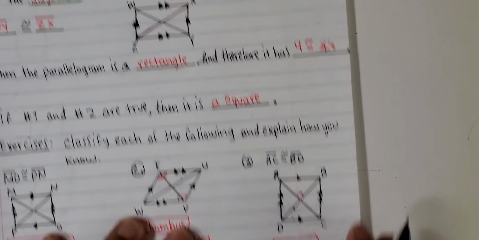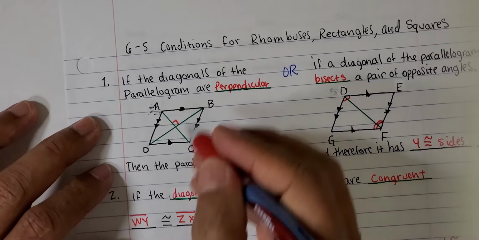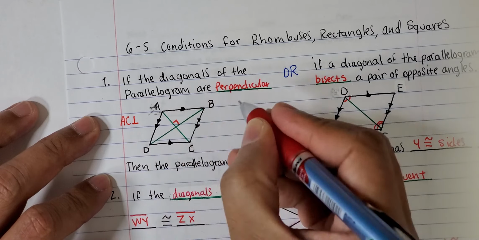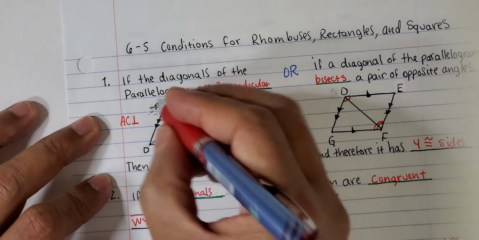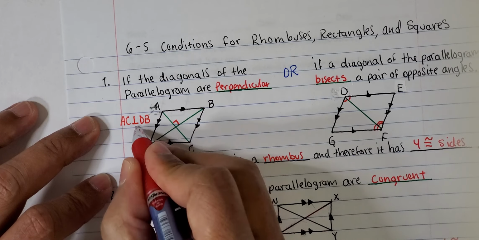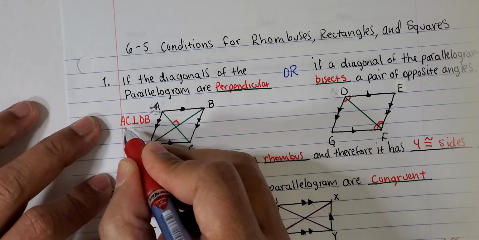Okay, so let me just go back here real quick and add a note. So here I'll just say AC perpendicular to DB. And don't forget, this is the symbol for perpendicular. That means the upside down T means perpendicular.